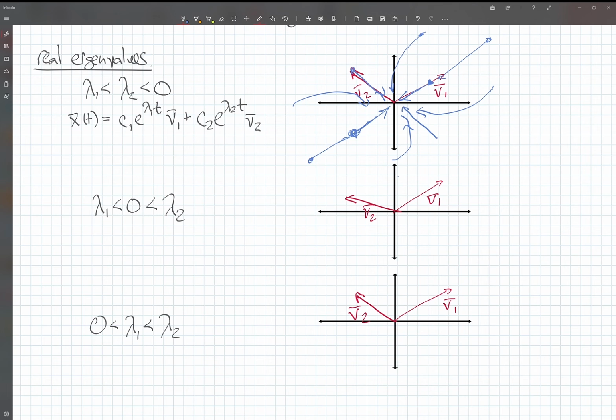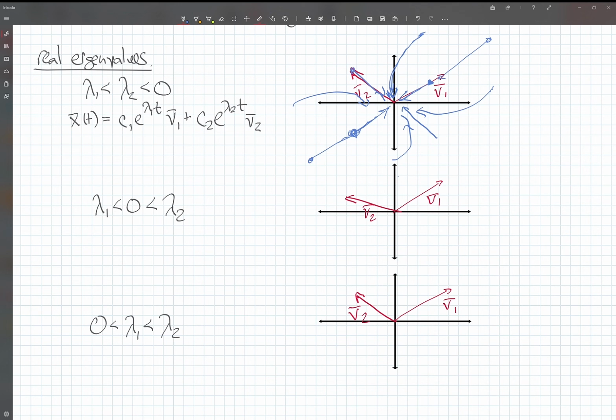So if we start over here, as we come into the origin, we're bending more and more in the v2 direction. Why is that? Well, look at these 2 coefficients, e to the lambda 1t and e to the lambda 2t. Lambda 1 has bigger absolute value. It's negative, so e to the lambda 1t is much smaller than e to the lambda 2t, which means that in this average between v1 and v2, v2 is going to be much more present. So as t goes to infinity, we're coming toward the origin, and we're looking more and more like v2.